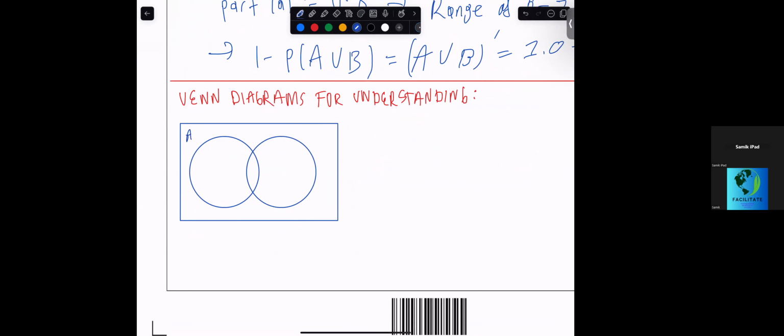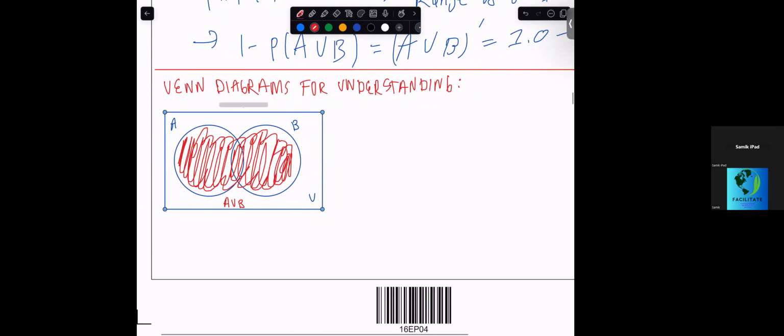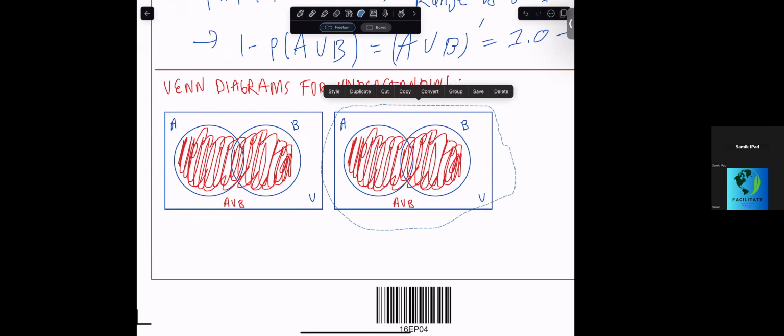Okay, A, B. So the first one I'm going to draw for you guys is obviously the standard one, which we did, which is A union B. Okay, so A union B is essentially just all of this, all of this area. Okay, just copy this, copy, paste. Perfect.